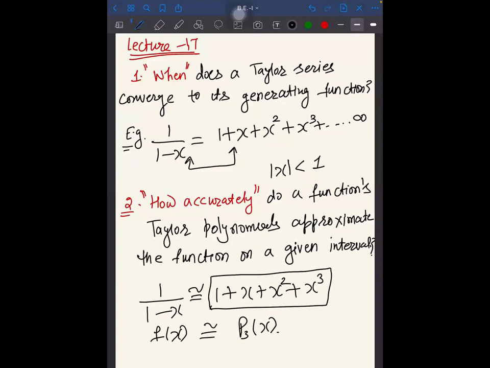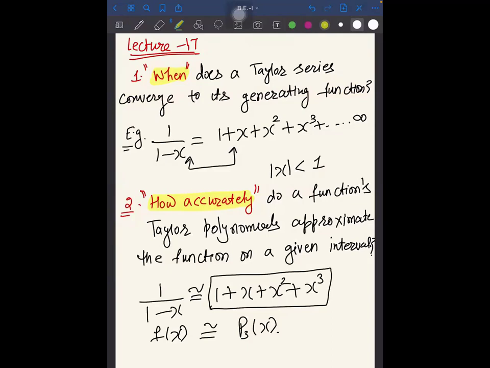So your f(x) is approximately equal to P3(x). There has to be a difference between P3(x) and f(x). What kind of difference may arise when you are approximating the function with the help of Taylor polynomials? Basically, we're going to answer these two questions: when does a Taylor series converge to its generating function, and secondly, how accurately does the Taylor polynomial approximate. These two questions we're going to address in this particular exercise.